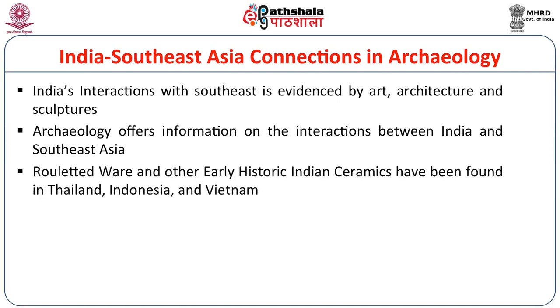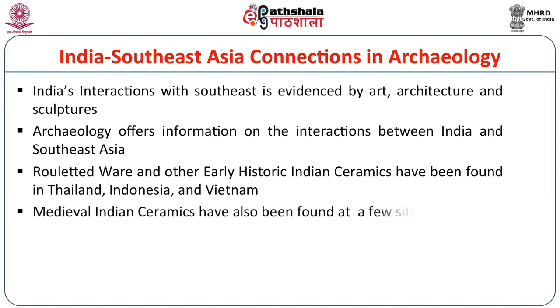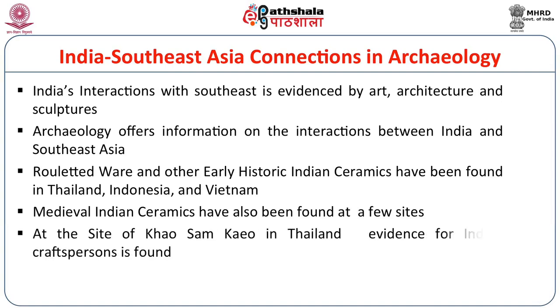Rouletted ware and other early historic Indian ceramics have been found in Thailand, Indonesia and Vietnam. So they really tell how Indian materials went to different parts of the Indian Ocean region. Medieval Indian ceramics have also been found at a few sites in Southeast Asia and also in West Asia. At the site of Khao Sam Kaeo in Thailand, they have found evidence for the presence of Indian craftsmen. That means Indian craftsmen also moved and were producing things in Thailand. So you get these kinds of movements and interactions proved by archaeological research and excavation.